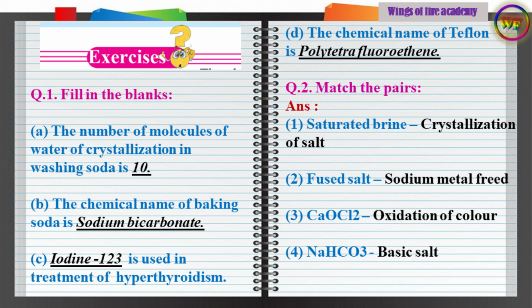Question 2. Match the pairs. Answer. 1. Saturated brine: crystallization of salt. 2. Fused salt: sodium metal freed. 3. CaOCl2: oxidation of color. 4. NaHCO3: basic salt.